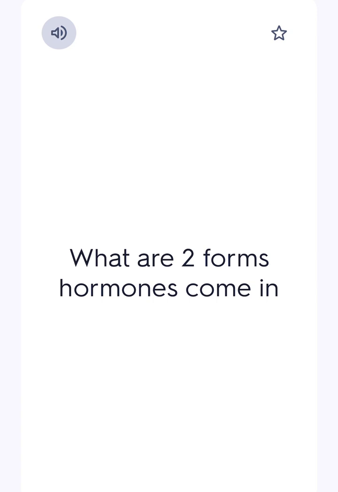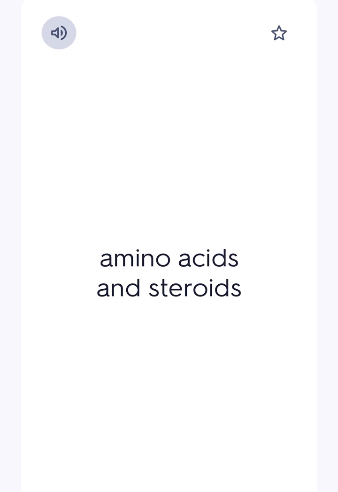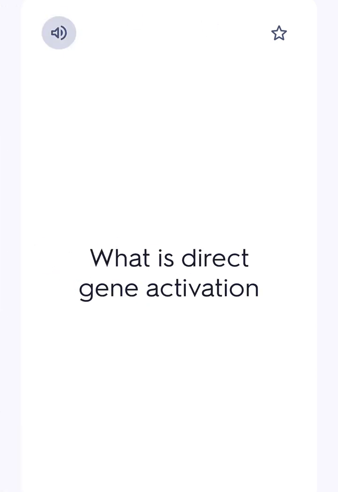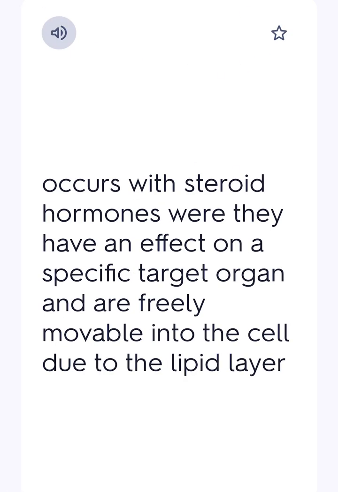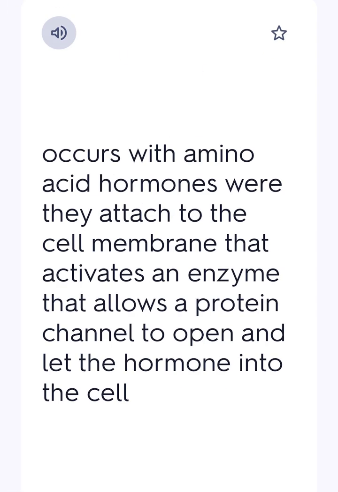What are two forms hormones come in? Amino acids and steroids. What is direct gene activation? Occurs with steroid hormones where they have an effect on a specific target organ and are freely movable into the cell due to the lipid layer. What is the second-degree messenger system? Occurs with amino acid hormones where they attach to the cell membrane that activates an enzyme that allows a protein channel to open and let the hormone into the cell.